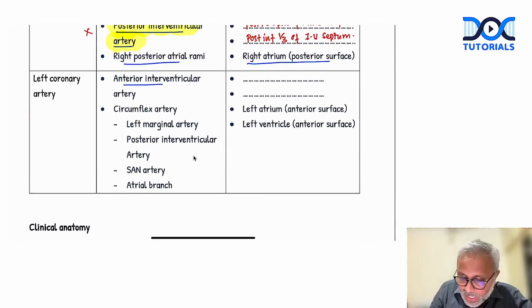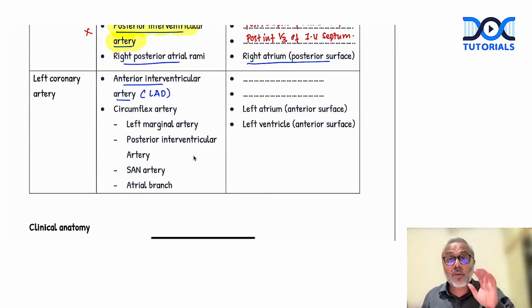One is the anterior interventricular artery, which is also called the left anterior descending artery. Now this again is a major artery. This is the most common artery involved in myocardial infarction also. Right. So what is the area supplied by the anterior interventricular artery?